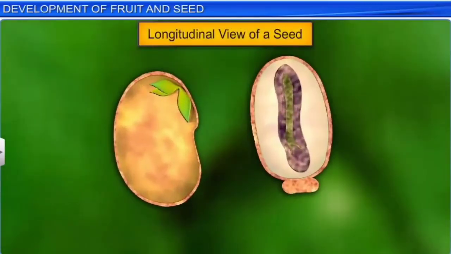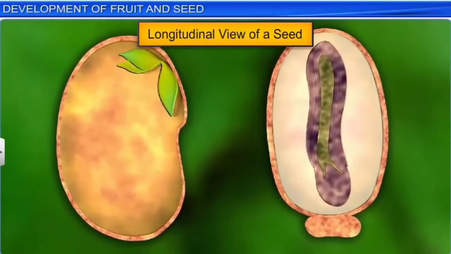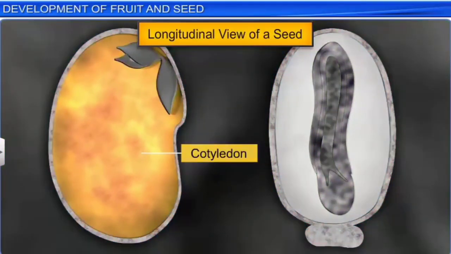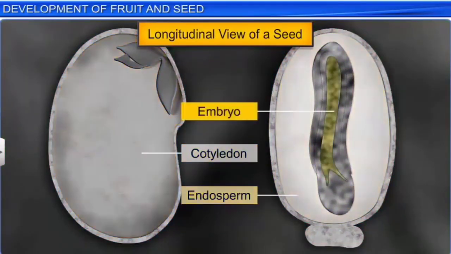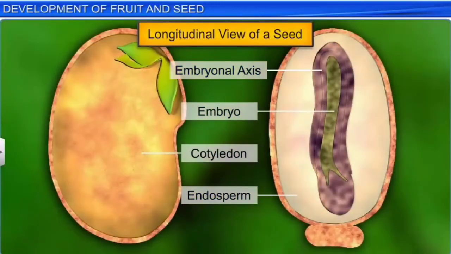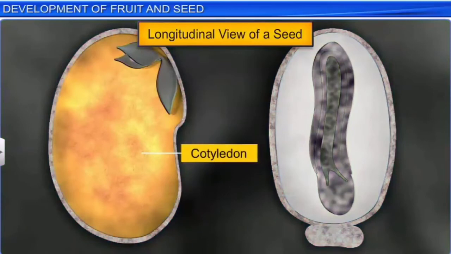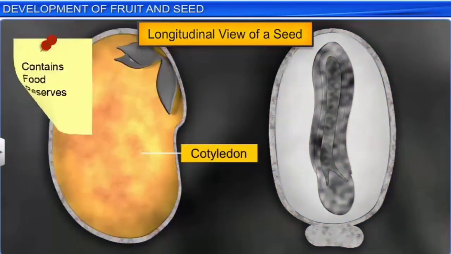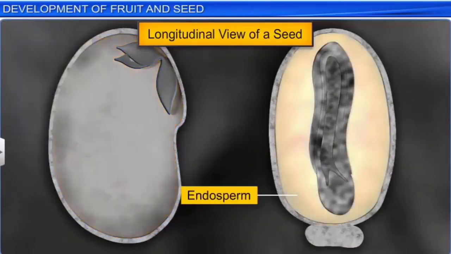Inside the seed coat lie one or more cotyledons as well as the endosperm, embryo, and embryonal axis. The cotyledons, which are often fleshy and swollen, contain abundant food reserves. Endosperm, on the other hand, is a nutritive tissue nourishing the developing embryo.